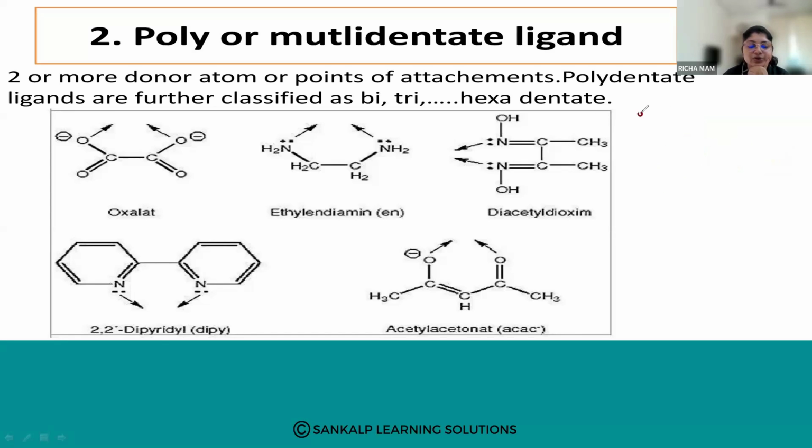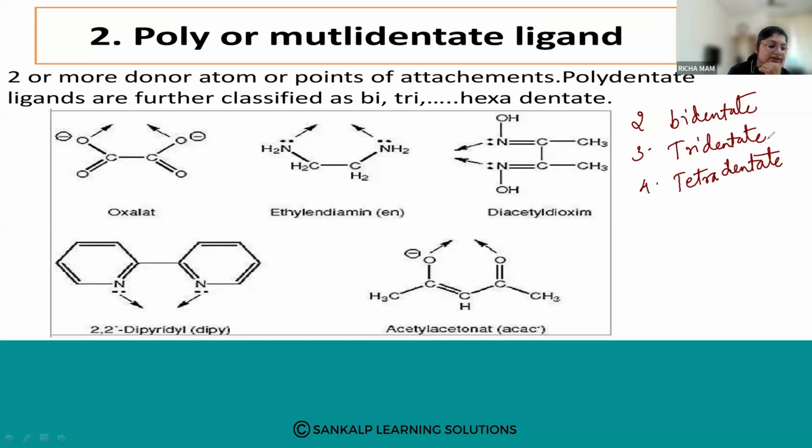So if you have two donor atoms in a molecule, then it is called bidentate. If you have three donor atoms in a molecule, then it is called tridentate. If you have four, then it is called tetradentate. So depending upon the type of donor atom, this is the classification.